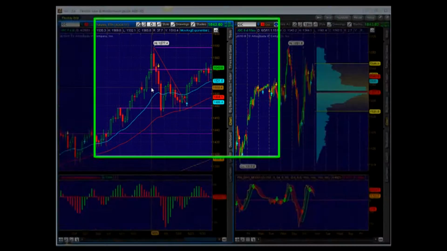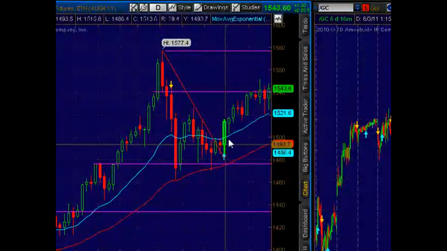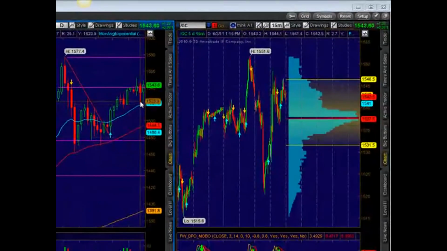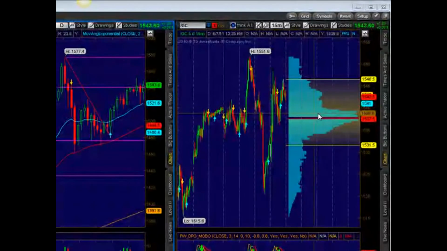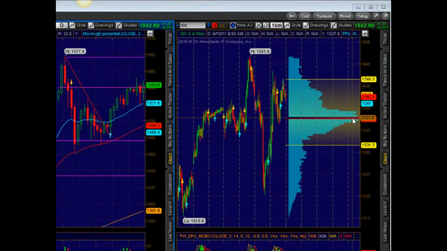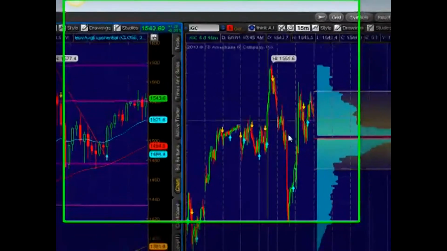So here we are looking at gold. Gold has found its strength. It's nice to see that it's bouncing off the 20. But you can see on our market profile, we've got a point of control of 1537. A lot of volume in here. Certainly volume support for a test of the last swing high.